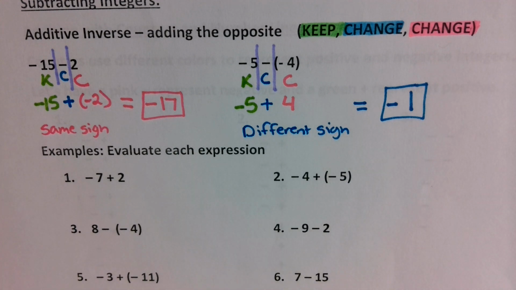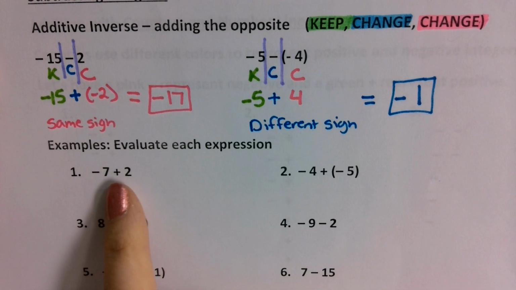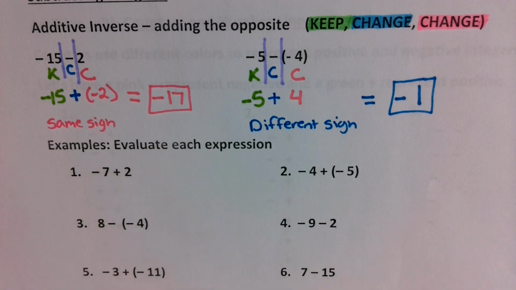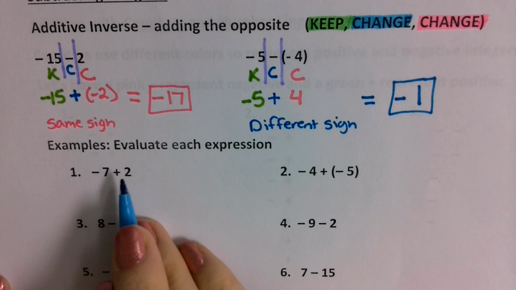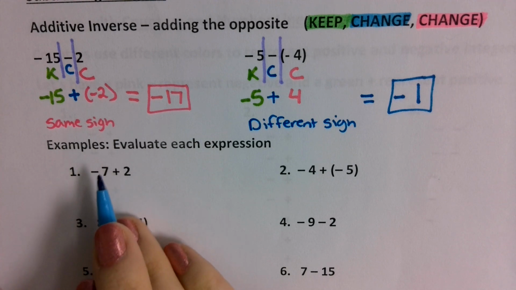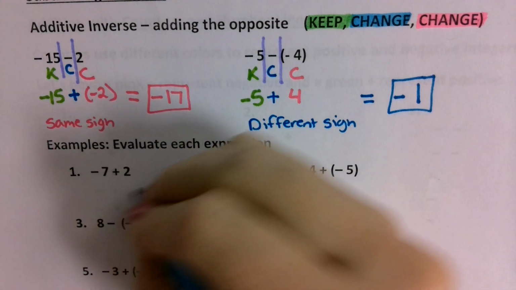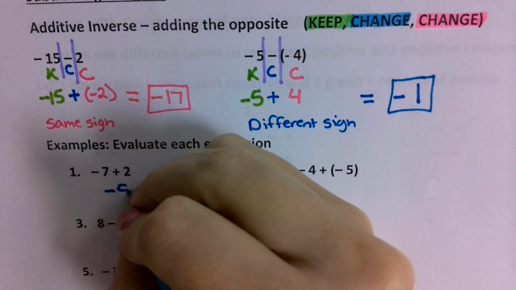All right, let's go ahead and go through these real quickly. -7 plus 2 should have come out to what value, guys? -5. Okay, it's addition. They are different signs, so you're really going to subtract and keep the sign of the larger number. This should have come out to a -5.